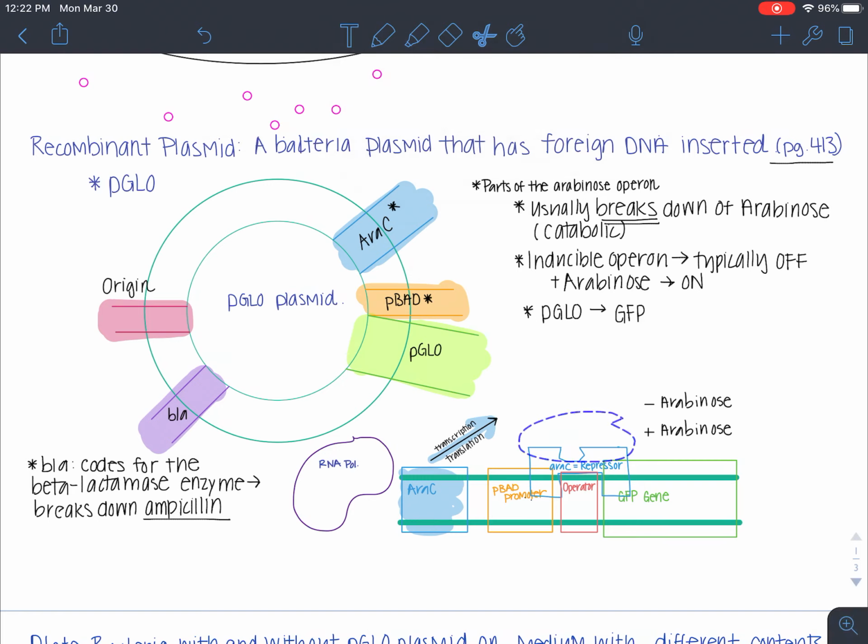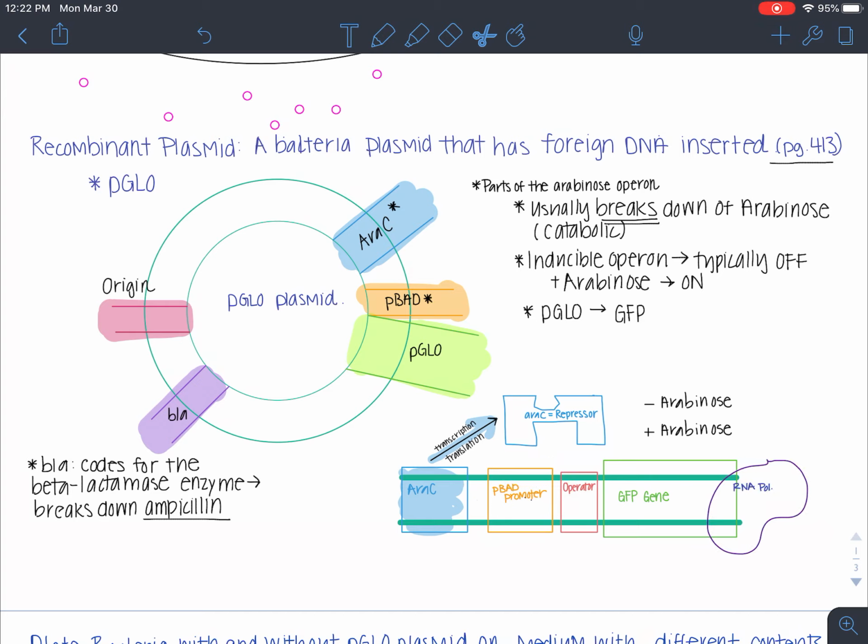Now, if we do have arabinose in our medium, that ARAC repressor is going to leave the operator, and then our RNA polymerase can come through, get onto that promoter, attach there, and we can transcribe that GFP gene and we can express it.